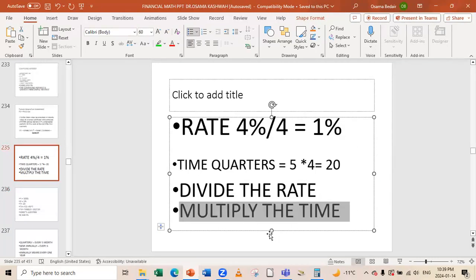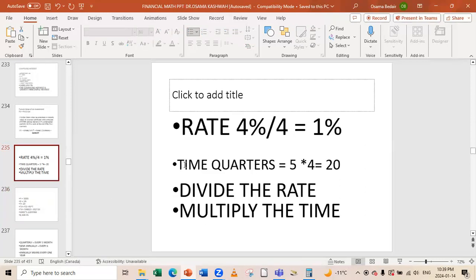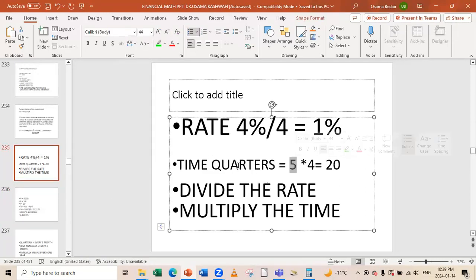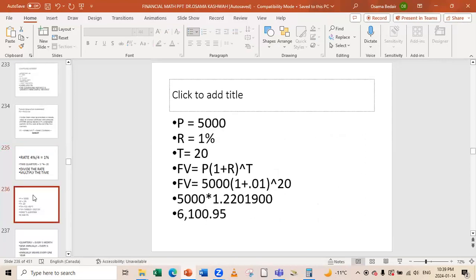But if I give you annually, not quarterly, then in that case, take the annual and work on it. That's it. Okay. But also, in that case, the years would be 5. So the power would be 5 if it was annually, like what we did before.